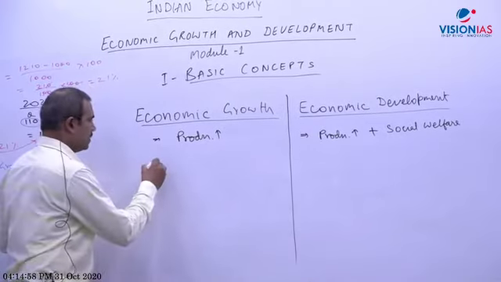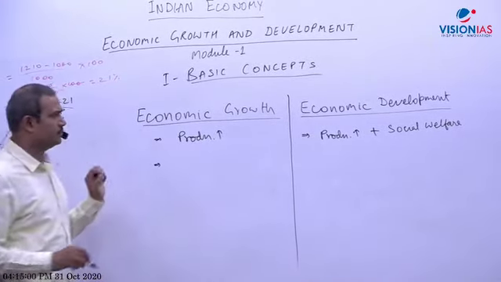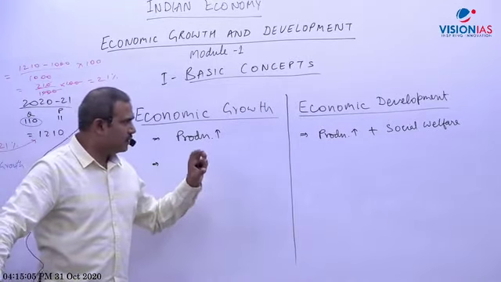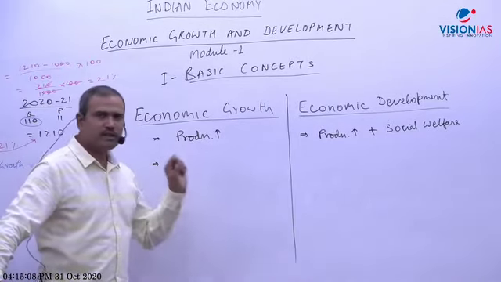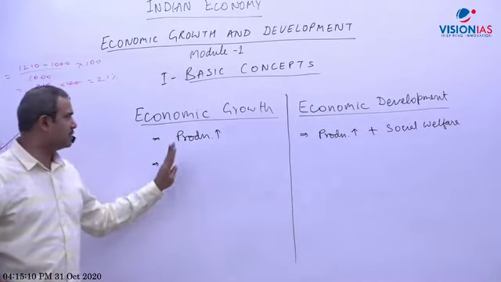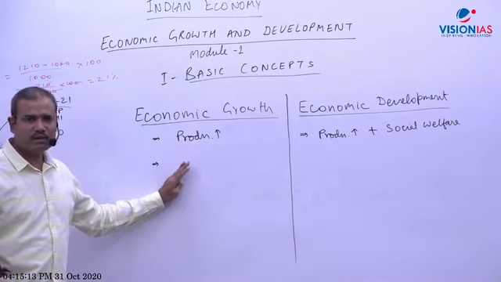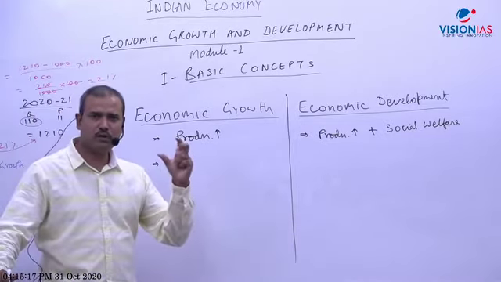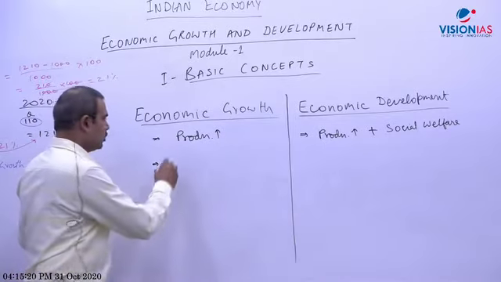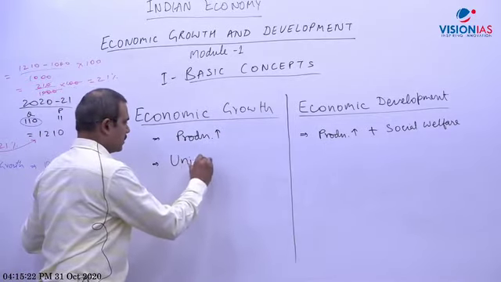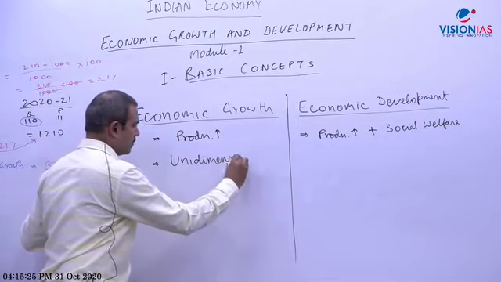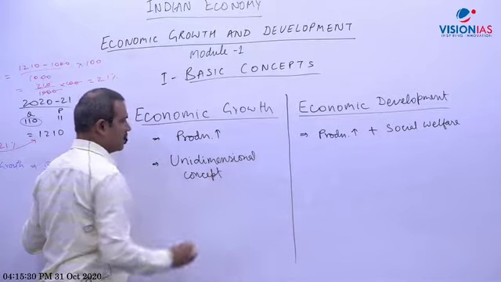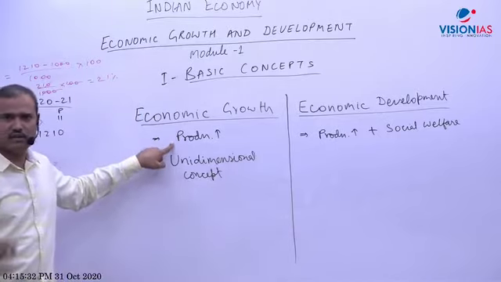Okay, next thing is economic growth. How many dimensions are there? One dimension, two, or many? Obviously one dimension, that is growth, production of goods and services. One dimension, that is production, and obviously production of what? Goods and services. So it is a unidimensional concept, and it has one dimension, that is production.